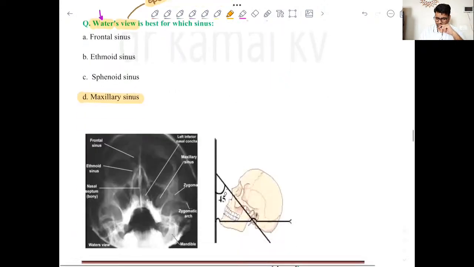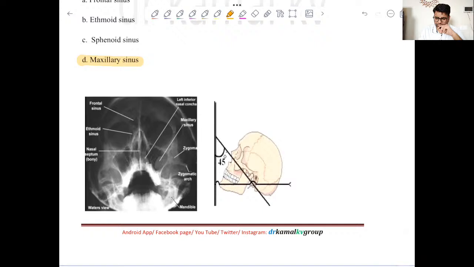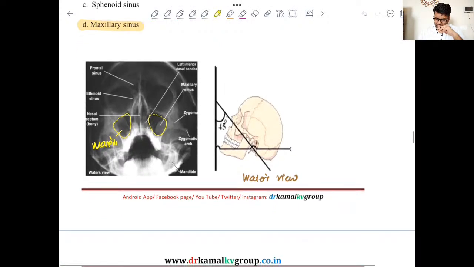So open mouth view. This is Waters' view, which is the mento-occipital view, right? Here we can see this is the maxillary sinus, okay? So this is the maxillary sinus here, right? And if the person takes an open mouth view, we can see the sphenoid sinus as well, right? So this is Waters' view.